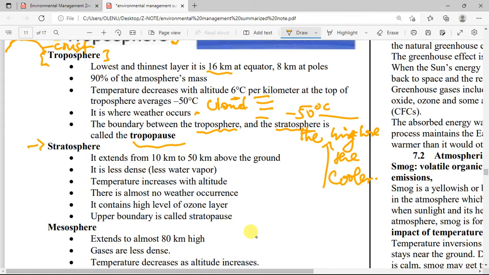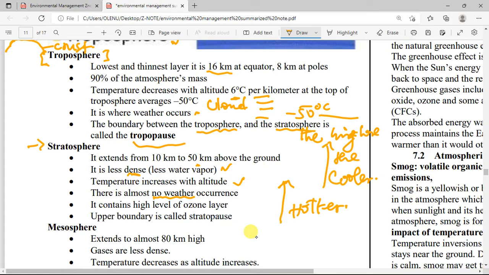Then from there we move to the stratosphere, which extends from where the troposphere ends, approximately 10 kilometers to 50 kilometers above the ground. It is less dense because there is less water vapor, and the temperature increases with altitude, and there is almost no weather occurrence within the stratosphere. In the stratosphere, the higher you go, the hotter it becomes, because temperature increases with altitude.